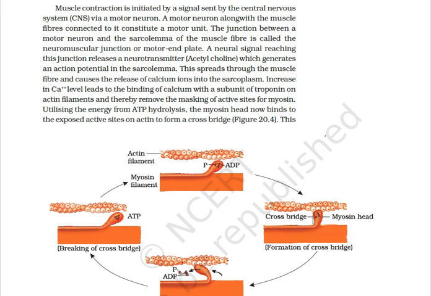Now the head of the myosin cleaves the ATP and derives energy. Using this energy, it gets attached to the uncovered active sites of actin and results in the formation of the actomyosin complex. The myosin heads are now tilted backwards and pull the attached actin filament inwards. This results in the contraction of the muscle fiber. The reverse of this process occurs during relaxation of the muscle fiber.